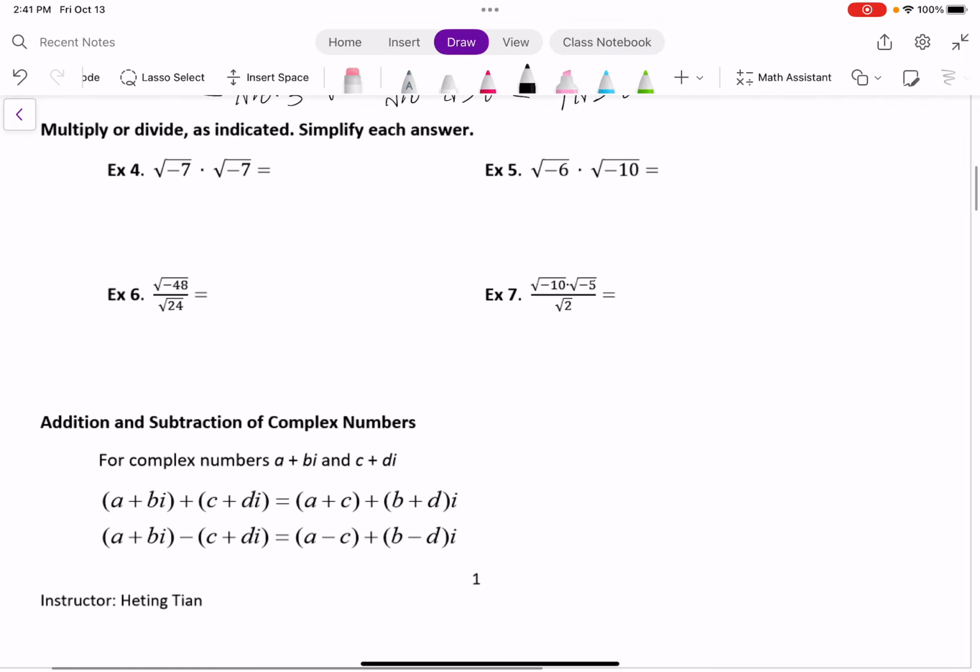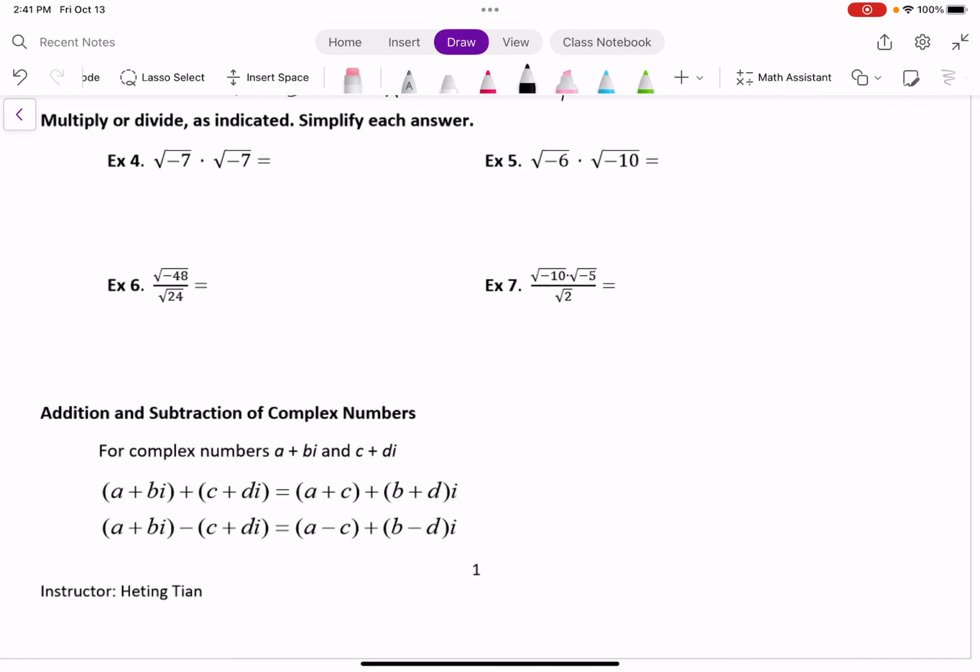Let's see the next two examples. Multiply or divide as indicated, simplify each answer. When we are doing this, we are not using the method we have learned, the square root of a times the square root of b equals the square root of ab. We will convert the square root of -7 into a real number times i. Be more careful, because if you do not do this, you will get a different solution.